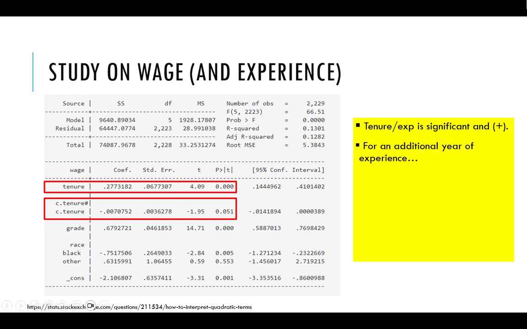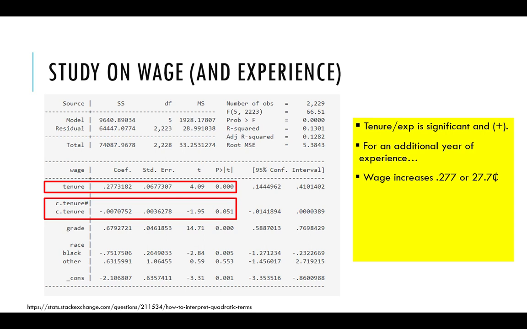All right. How do we interpret this? Again, just for a quick review. For an additional year of experience, and remember, you don't want to say for 1 unit of, you want to say for an additional year, be clear about what your units are, for an additional year of experience, our wage increases, and this must be hourly wage, increases by 0.277.